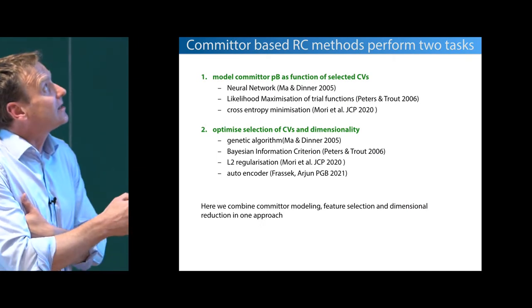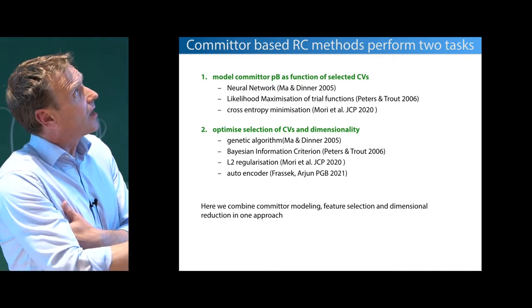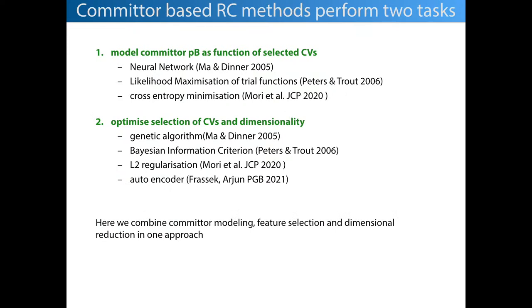I'd like to point out that the committor-based RC methods, all the stuff that I actually introduced, usually perform two tasks. One task is to model the committor, as I said, like a sigmoidal function. And the likelihood maximization does that via trial functions of R as a function of the linear expansion. But you could also take a neural net to actually do this. And you could also use a different loss function, like the cross entropy. And so this is the model of the committor.